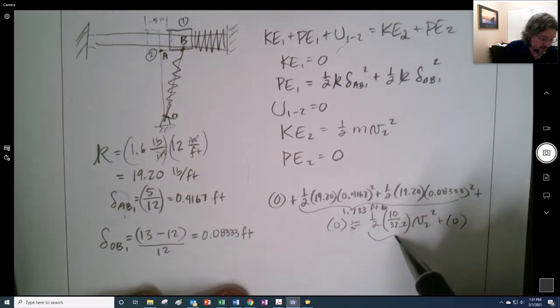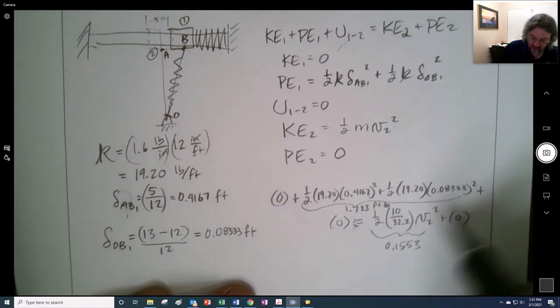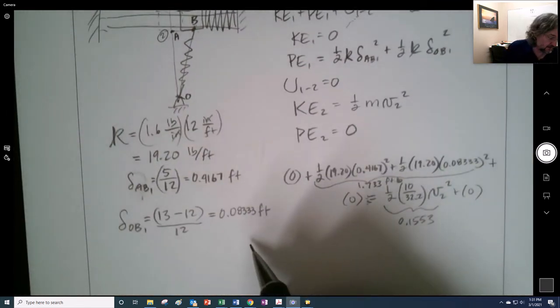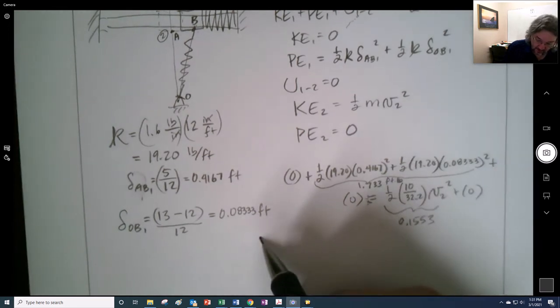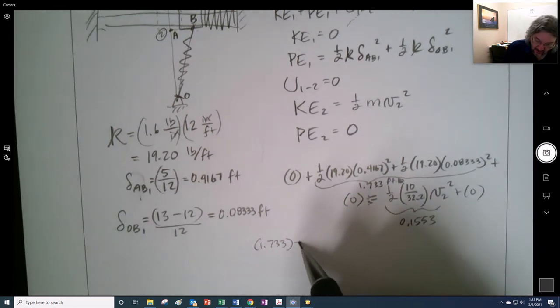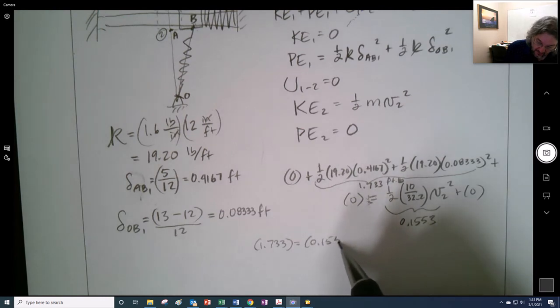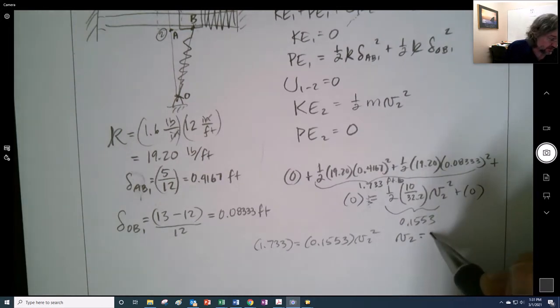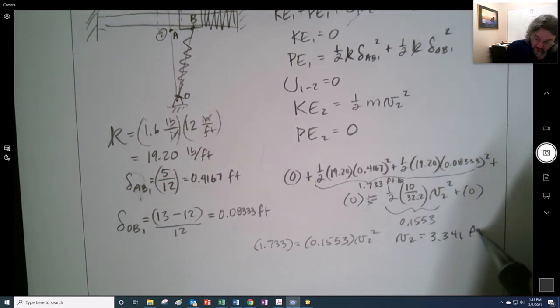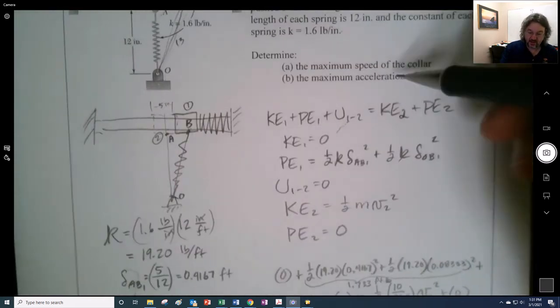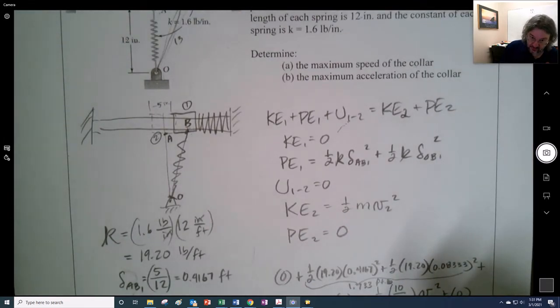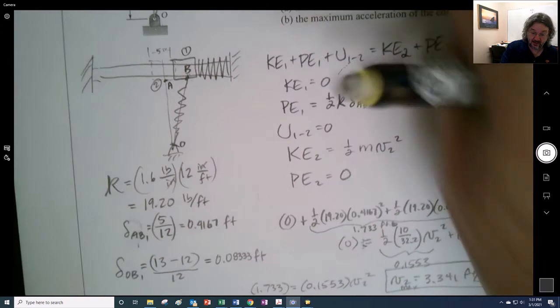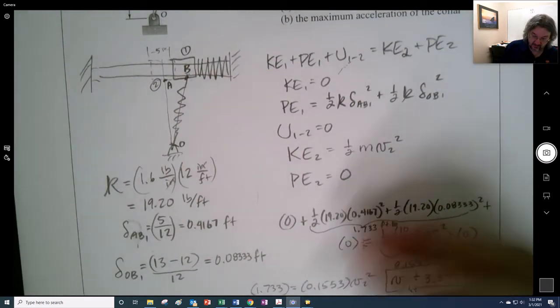By the way, if you take this right here, 0.1553, it's just useful to try to do that. And we end up rewriting the thing out: 1.733 is equal to 0.1553 V2 squared. We find that V2 is going to be equal to 3.341 feet per second. All right. So that's going to be the maximum speed, maybe even write max as part of that right there. So we can see that that's the max as part of the answer. Right, max.